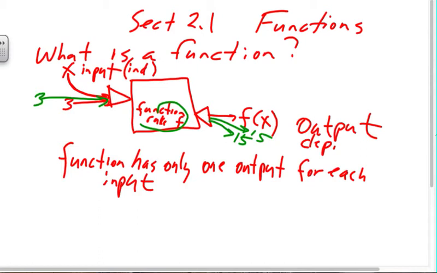So you can only have one output, which is your dependent variable, for each input. Another way you guys are used to seeing it is it must pass the vertical line test. All right.